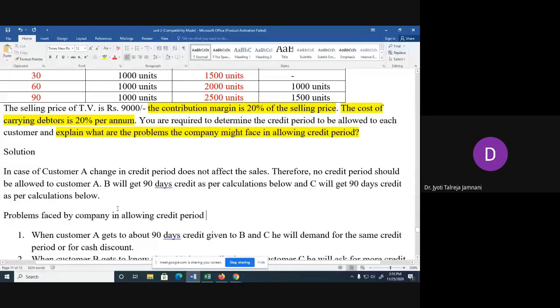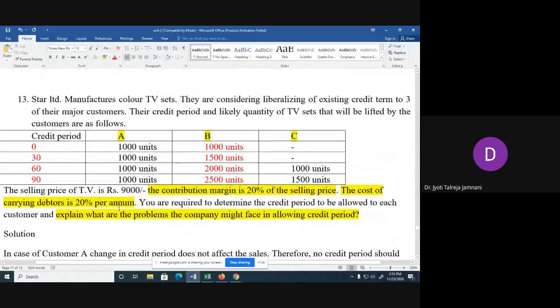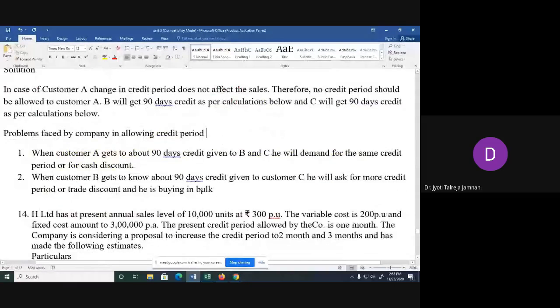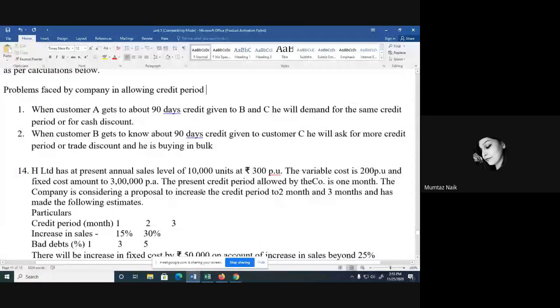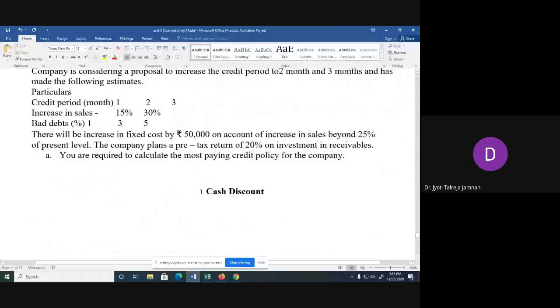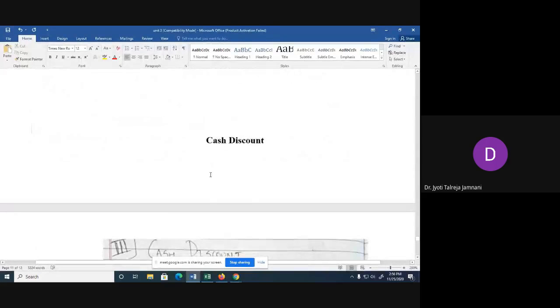Okay. So this was the problem, the 13th sum. Anybody having any doubts? No, ma'am. So let's go to the next sum, that is the 14th one, and maybe the cash discount thing we will start in the next class. And hopefully I'll take a class on Saturday.